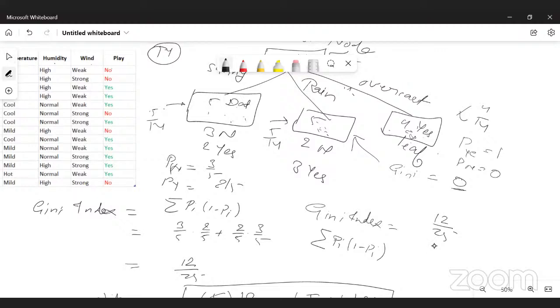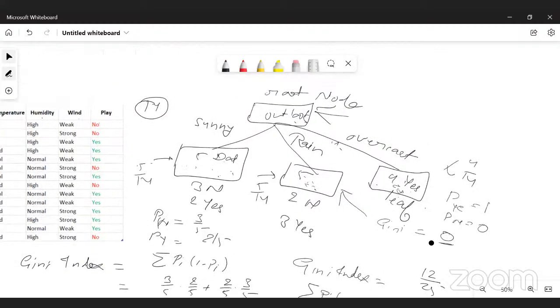So here we have 5 data points out of 14. Total 14 points were there in the root node. But in the child node, here 5 data points were there. Here it was 5. Here it was 4. So what will be the weights here? 5 by 14 for this node, 5 by 14 for this node, and 4 by 14 for this node.